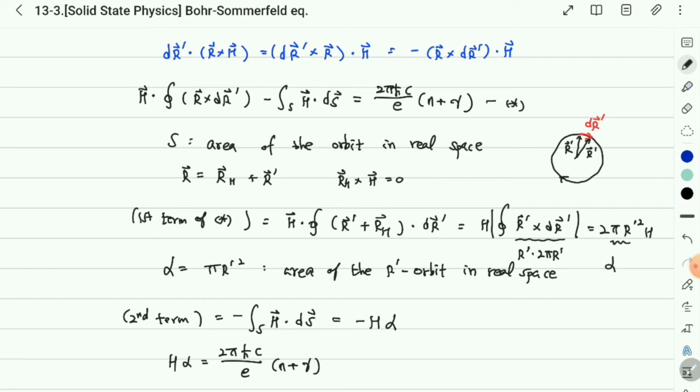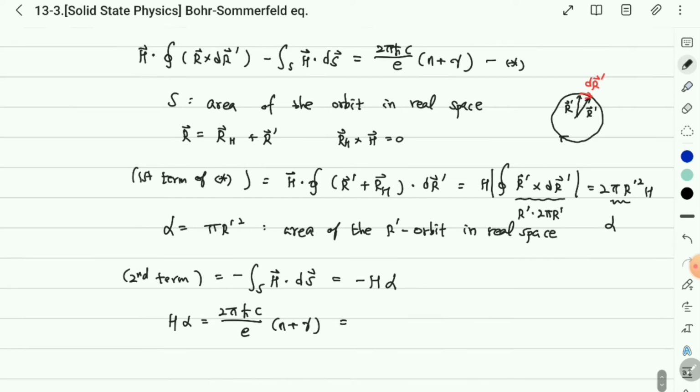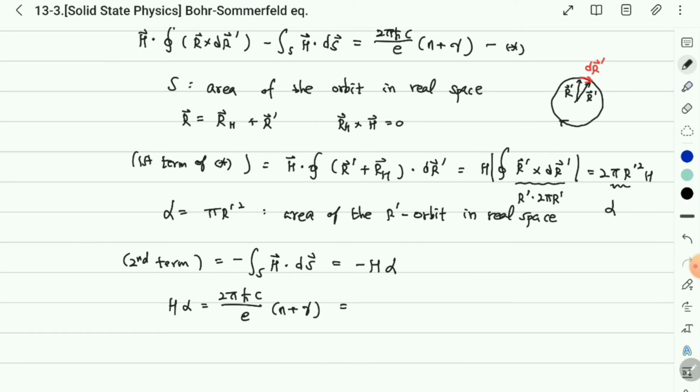Therefore, from the first and second terms, the first term is 2 alpha h, and the second term is minus h alpha. Therefore, in the equation star, 2 alpha h minus h alpha equals h alpha, and it is like this. And we call this quantized magnetic flux, where h means the magnetic field, and alpha is the area of the closed cyclotron orbit in real space.